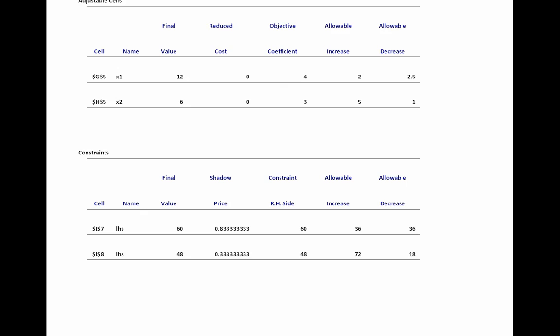The current objective coefficient for variable x1 was 4, the allowable increase is 2, so the upper range was 6, and the lower range was 1.5, 4 minus 2.5. So they don't give you the upper and the lower limits, they give you the allowable increase and allowable decrease. But the interpretation is the same.